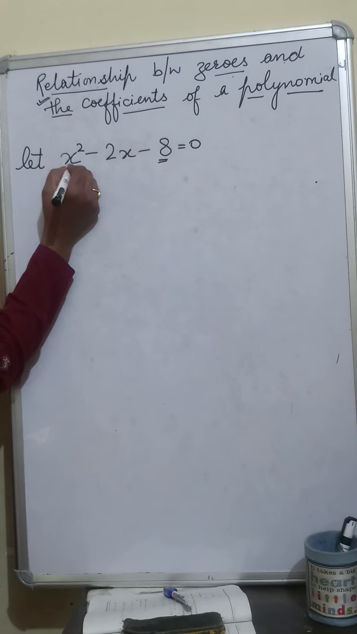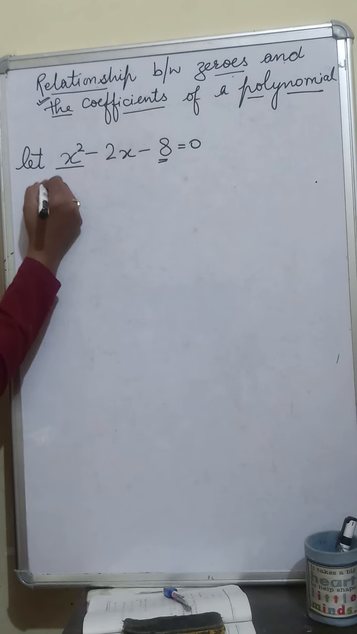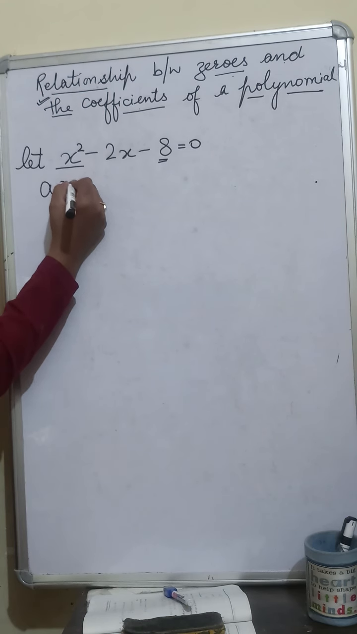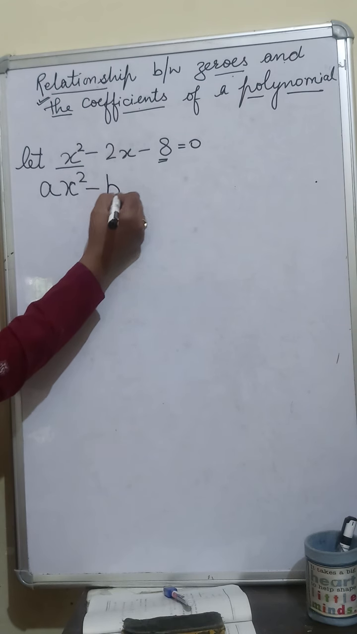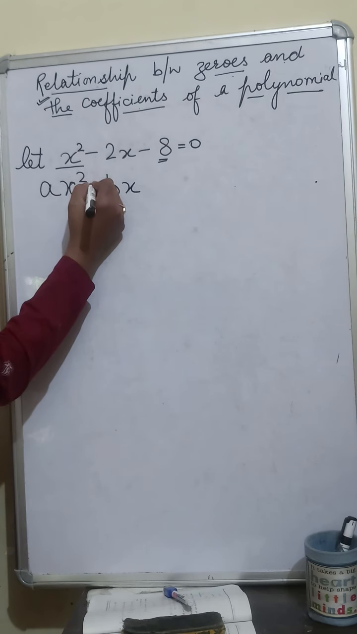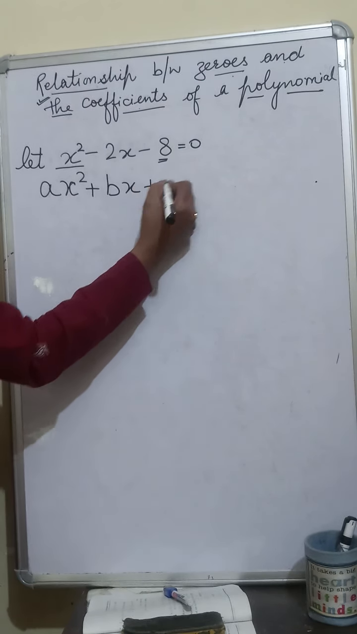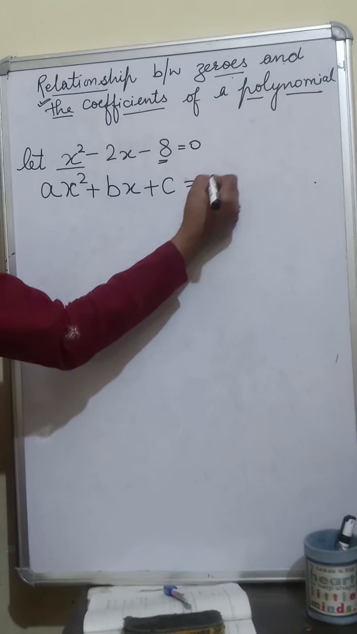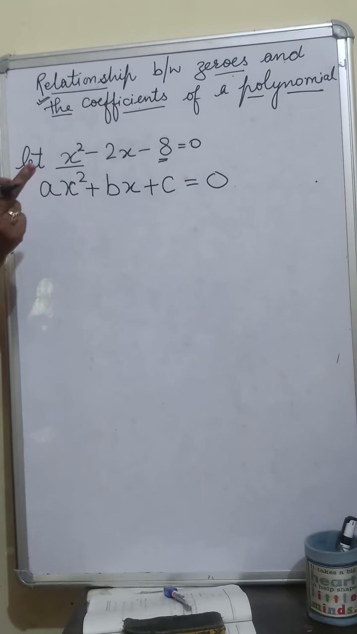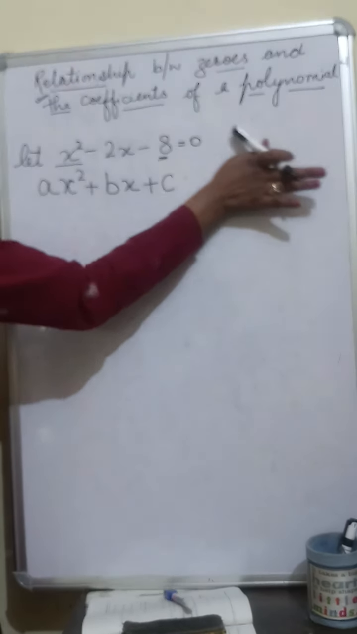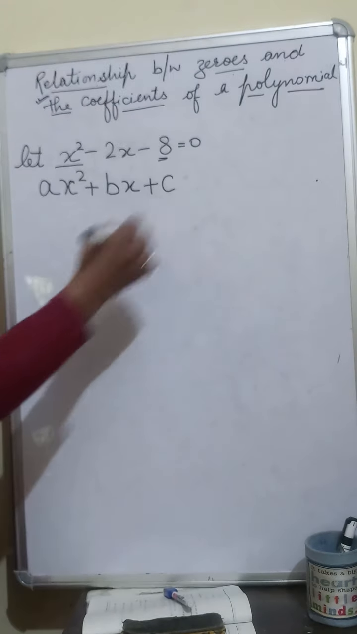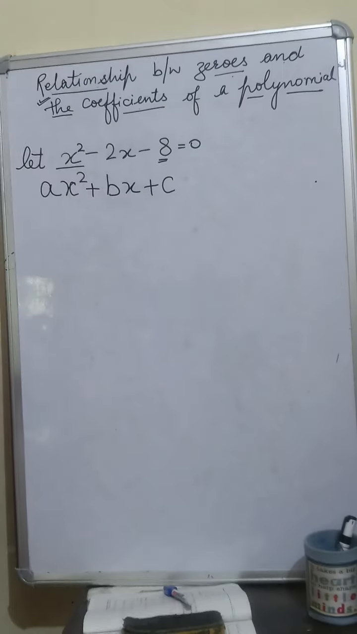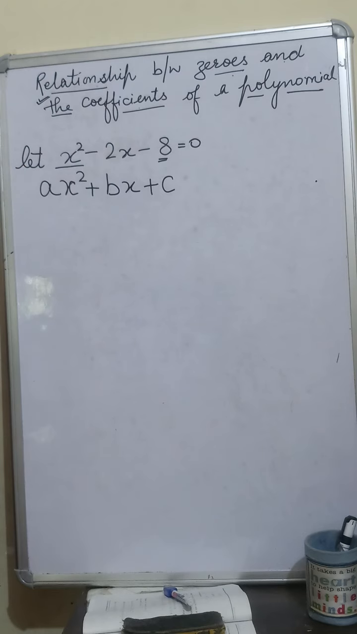Here the coefficient of x square, if we compare it with the general form of a quadratic polynomial, is ax square plus bx plus c equals to 0. This is the general form of a quadratic polynomial, only this one, right? If I'm putting it equal to 0, at that time it will become an equation. But now it is a quadratic polynomial.